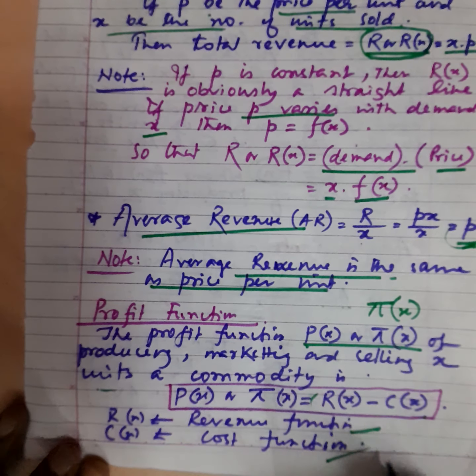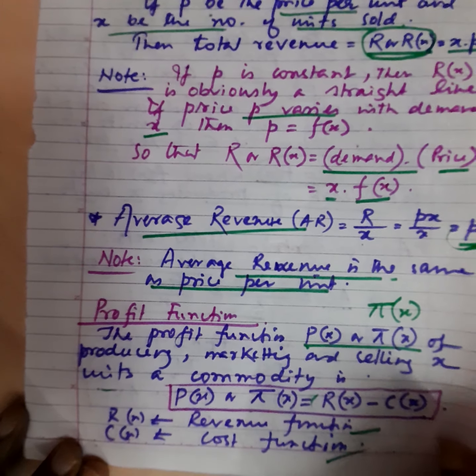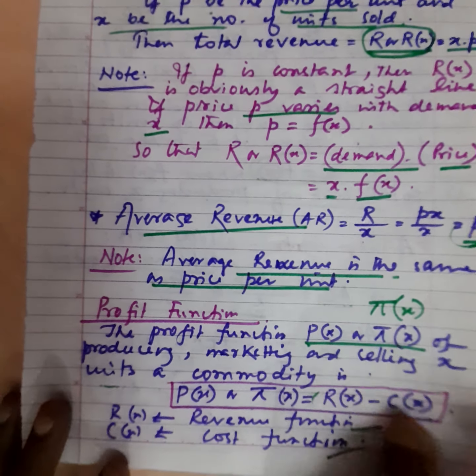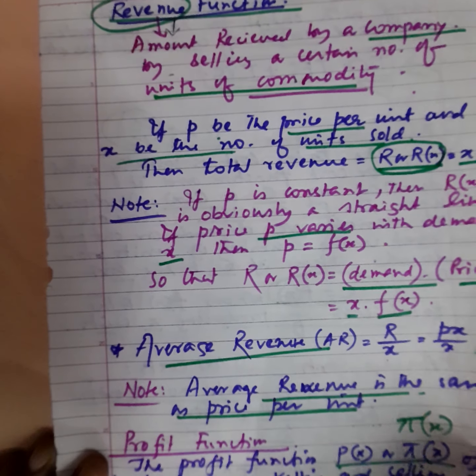So profit function means what? Revenue function minus cost function. If the cost function is less than the revenue function, then profit will be obtained. Otherwise, profit will not be obtained.